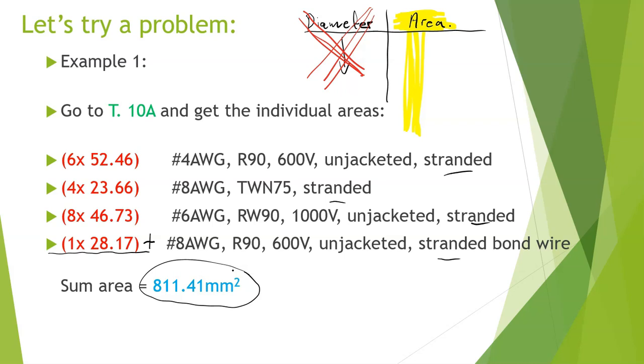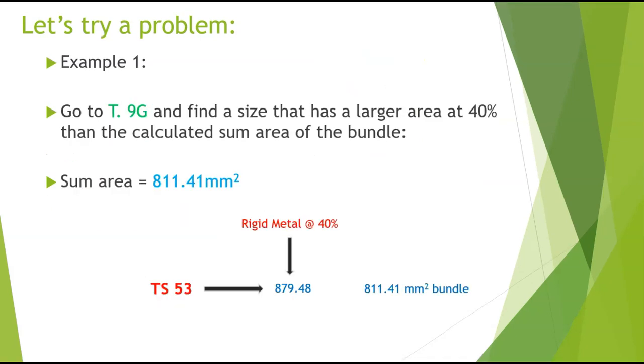or square millimeters. So having now found the size of the bundle that we're going to be pulling in, we now need to choose an appropriate raceway size for this bundle of wire. In this example, we were asked to figure out the minimum size of rigid metal conduit that would be able to hold this bundle of wire.